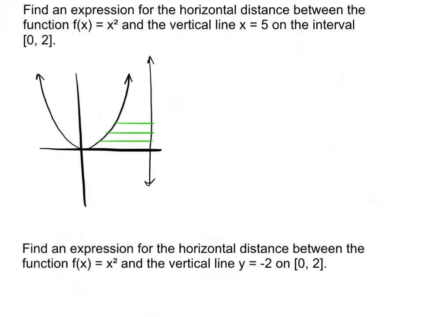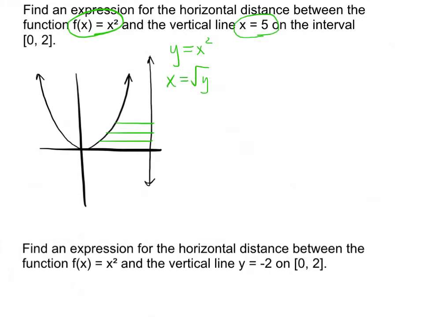So one of the snags here is I have one equation in terms of x, but my other one is not in terms of x. I have y equals x squared. If I'm going to find the distance between these two things, this needs to be in terms of y. It needs to be an x equals equation like this one is. So easy enough, I'll just square root both sides and get x equals the square root of y.